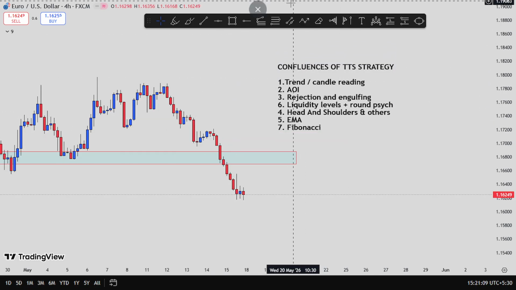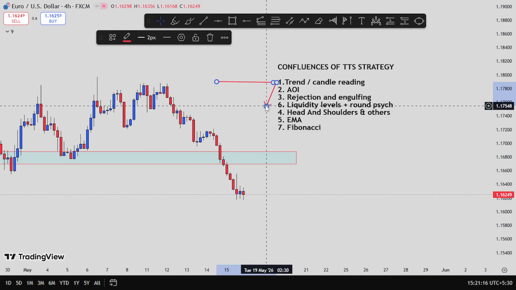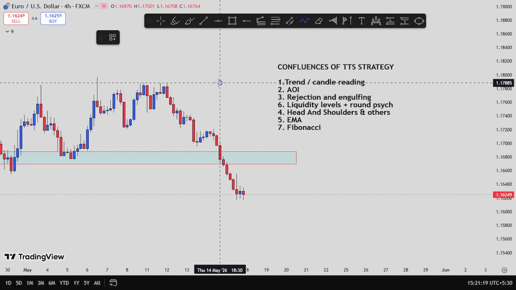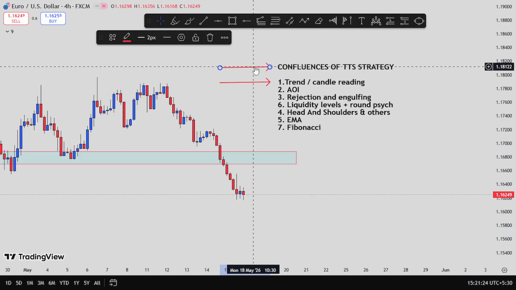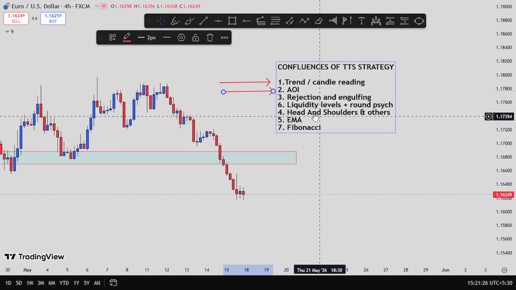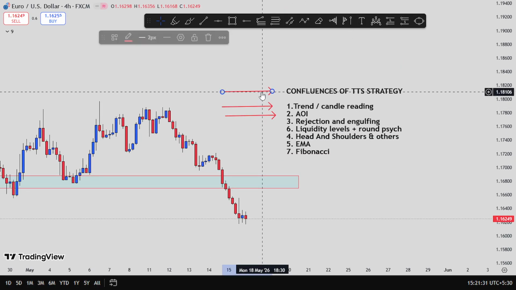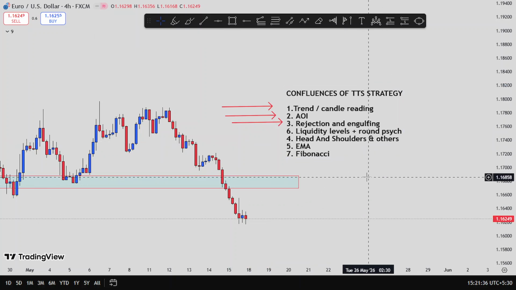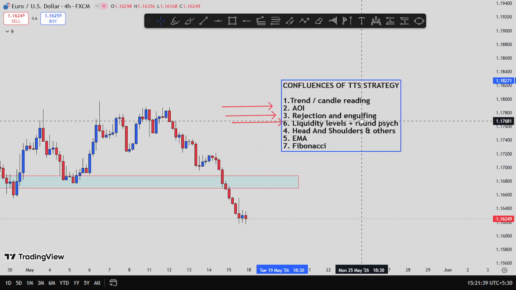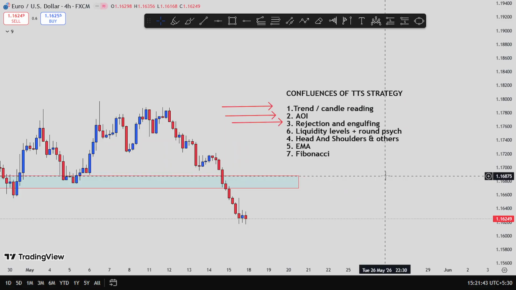The first and foremost important thing which I give priority to is my trend, and moreover, the candle reading. More than trend, the candle reading is what I prioritize. The next, second point is we'll look at the AOI. After looking at the AOI, third we'll look for the rejection and engulfing on the bigger time frames, the daily, weekly. Right now we are not looking for the entry confluence, rejection and engulfing. We are looking for the trade plan.